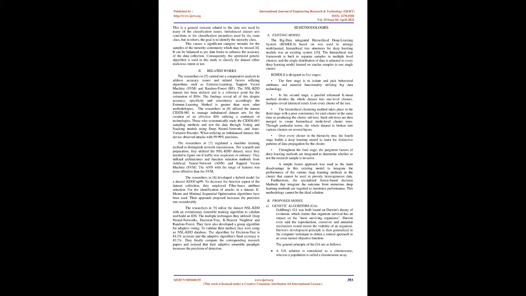This is a general concern related to the datasets used by many of the classification issues. Imbalanced datasets contribute to classification prejudices toward the main class, but in others, the goal is to identify the minority class. This causes a significant category mistake for the samples of the minority community, which may be missed. It can be balanced as per data forms to enhance the accuracy of the data collection. Consequently, the optimized genetic algorithm is used in this study to classify the dataset as either malicious intent or not.